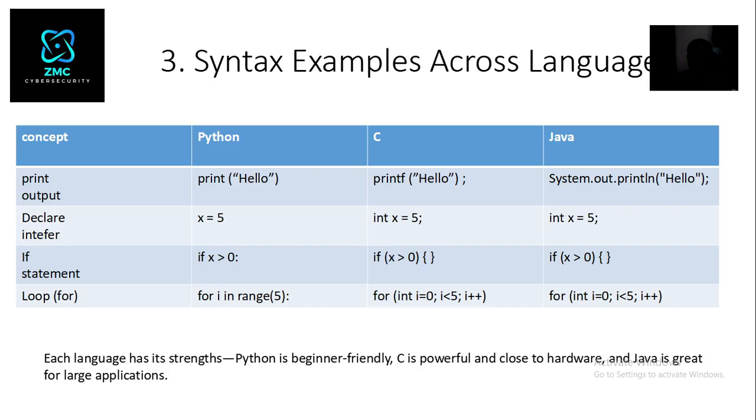So each language has its strengths. Python is beginner friendly, C is powerful and close to hardware, and Java is great for large applications. So I don't advise anybody to start learning from Java. I advise you start with C and C++, then you go to Python, and if you want to, you will now learn Java. Thank you.